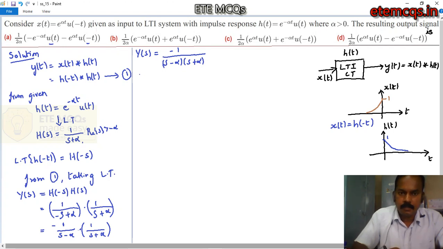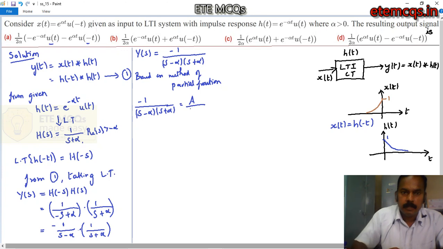So both of which have to be kept isolated until we take the inverse Laplace transform. Now let us apply the method of partial fractions. We have minus 1 divided by s minus alpha into s plus alpha is equal to a divided by s minus alpha plus b divided by s plus alpha. Cross multiplying and cancelling out the denominator, we have a into s plus alpha plus b into s minus alpha.